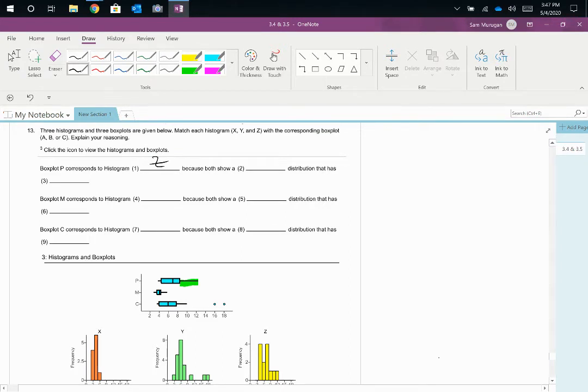because both show no outliers. A no outliers distribution that, am I answering this correctly? I'm sorry, no, it shows a right skewed distribution that has no outliers. Wording.